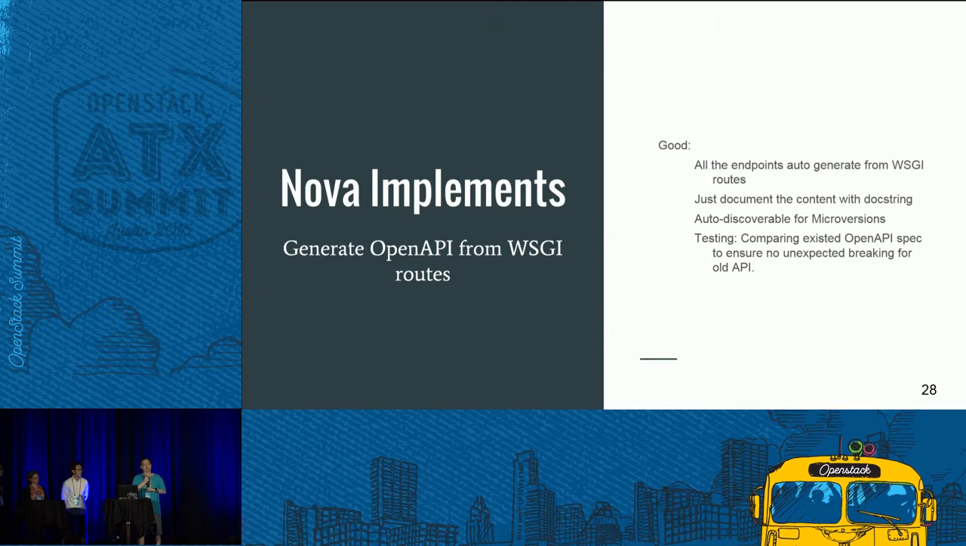So we gave OpenAPI a try and wrote some proof of concept code. We found some good things. We can auto generate all the API endpoints from the Nova homemade WSGI stack, and we can implement something like documentation that lives close to our code. This is really good for reviewers to review the code and compare it to the document, and it helps improve document quality. We can also discover all the microversions from the code and use that to generate the OpenAPI spec to improve our testing. For example, we can compare the newly generated OpenAPI spec to the already generated one to ensure we're not breaking something in our API.